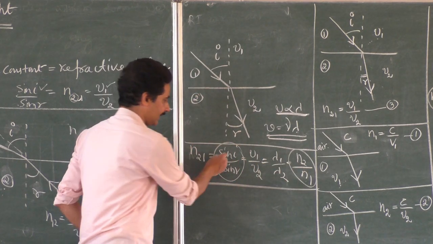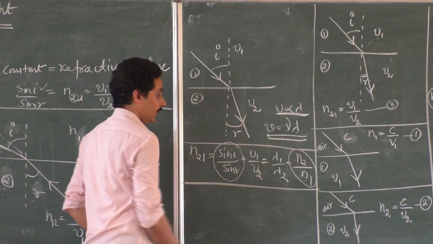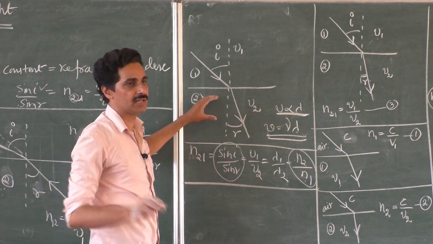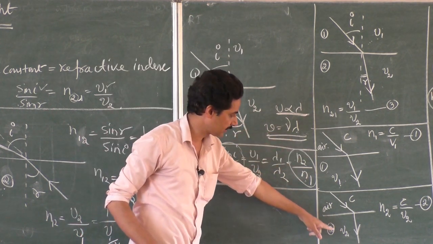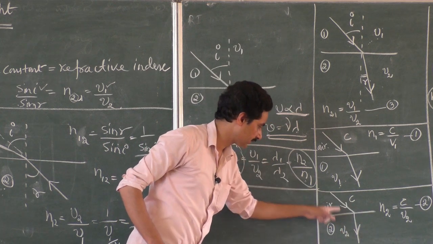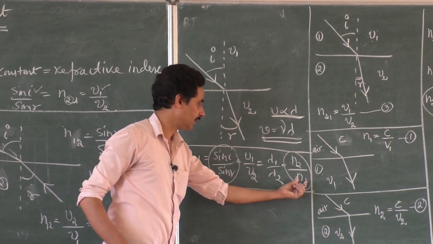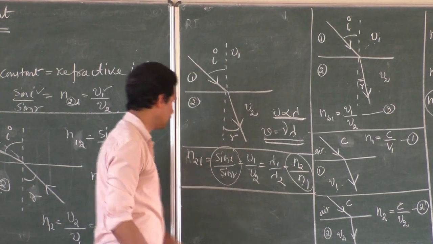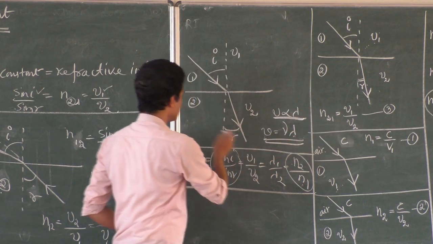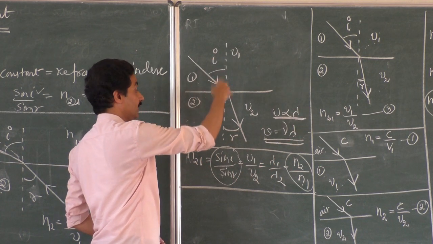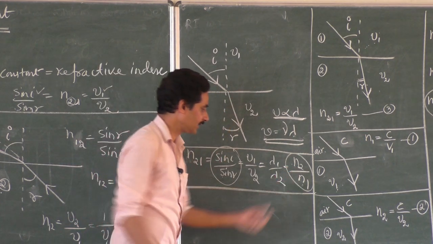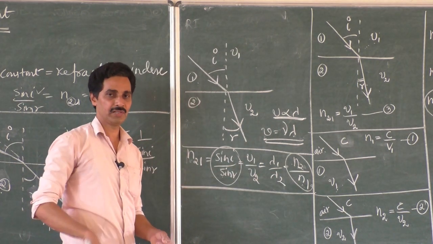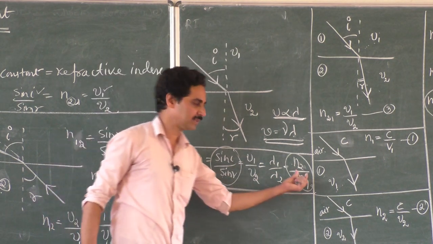Cross multiply them. So, sin i by sin r must be equal to N2 by N1. What is N2 and N1? N2 is the refractive index of the second medium with respect to R. And N1 is the refractive index of the first medium with respect to R. These are the refractive indices with respect to R, and if you divide them, you will get the refractive index of the second medium with respect to the first medium. So this is relative, and this is with respect to R.